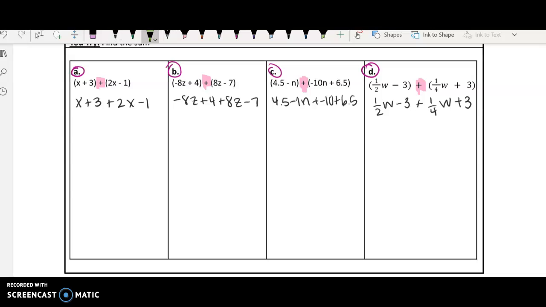All right, time to box and circle. So 1x plus 2x is 3x. 3 minus 1 is positive 2. So my whole answer is 3x plus 2.